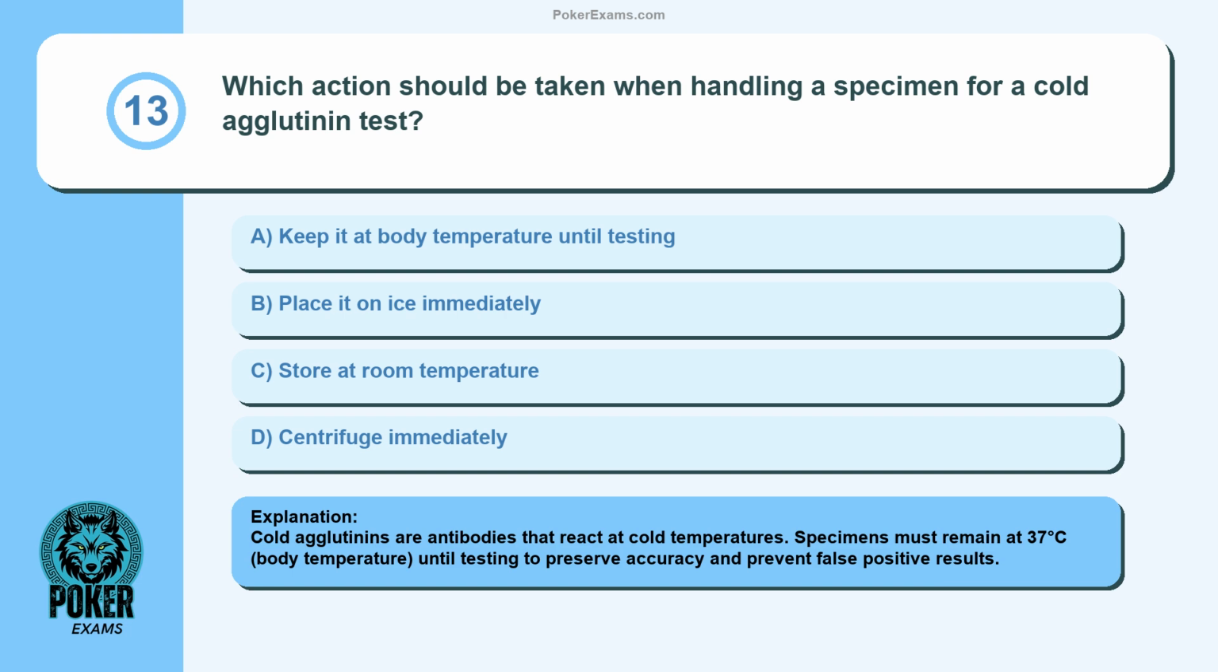Cold agglutinins are antibodies that react at cold temperatures. Specimens must remain at 37 degrees Celsius, body temperature, until testing to preserve accuracy and prevent false positive results.